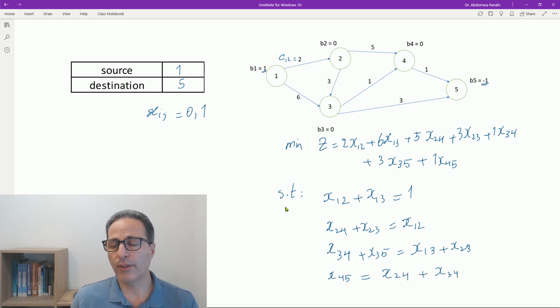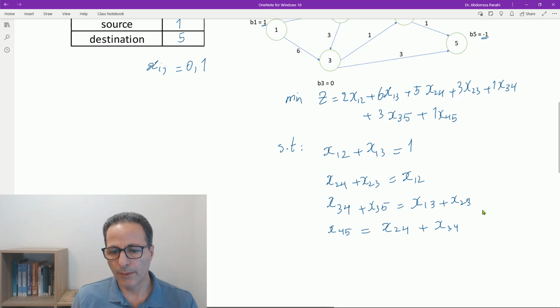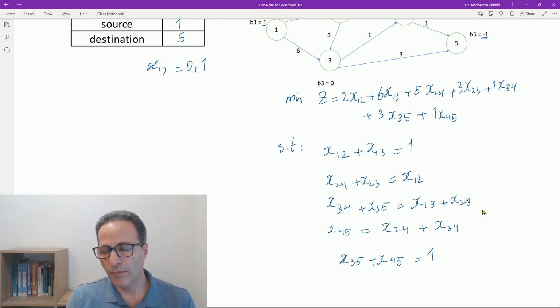And finally, for the destination, there is no outgoing, there is only incoming. So incoming must be equal to 1. Let me write the same: incoming, which is x35 plus x45, must be equal to 1. The sum of the values that we receive must be equal to 1. It means that one of them is 0 and the other one is 1 for sure in the final answer. And xij is 0 or 1.